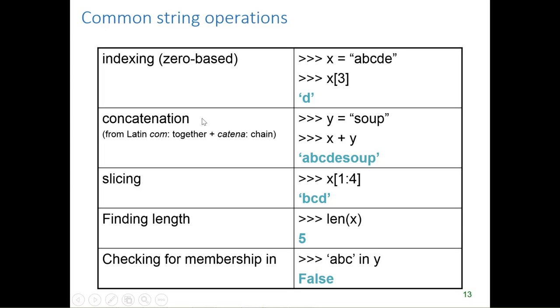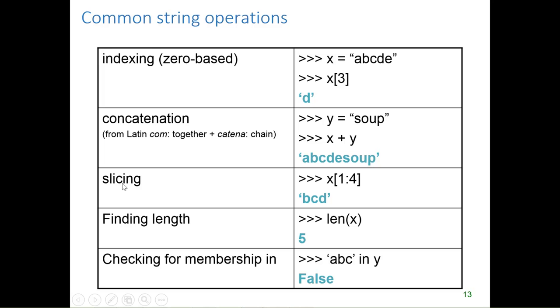We've done a number of examples that have used concatenation, and that's putting strings together. Here we're putting the A, B, C, D, E together with the soup, and it just puts them right together without any spaces in between.